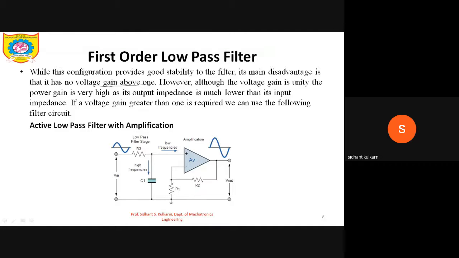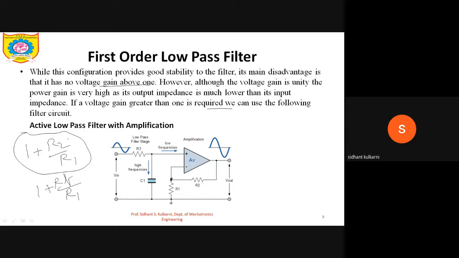If voltage gain greater than 1 is required, we can connect these two resistances. Now, can anyone tell me what will be the gain of this particular circuit? This is a non-inverting amplifier, as the input voltage is applied at the non-inverting input terminal. What will be the gain? Gain will be 1 plus R2 upon R1. If you remember, the gain of a non-inverting amplifier is 1 plus RF upon R1. Here the feedback resistor is R2 and the input resistance is R1. Therefore, the gain of the circuit is 1 plus R2 upon R1.